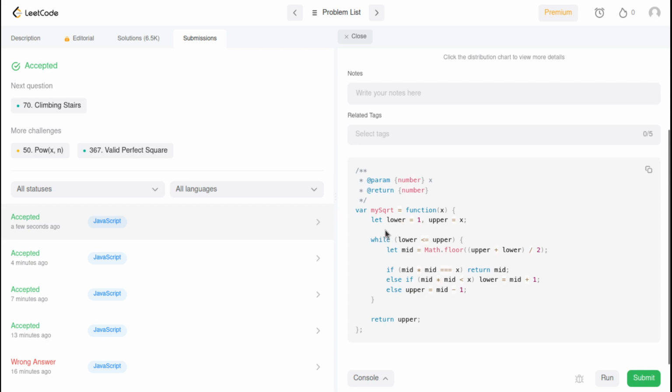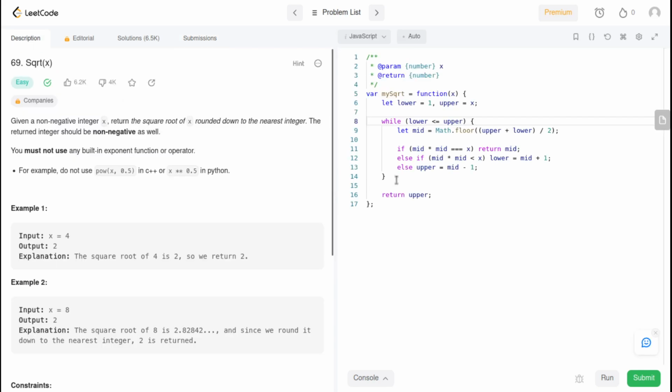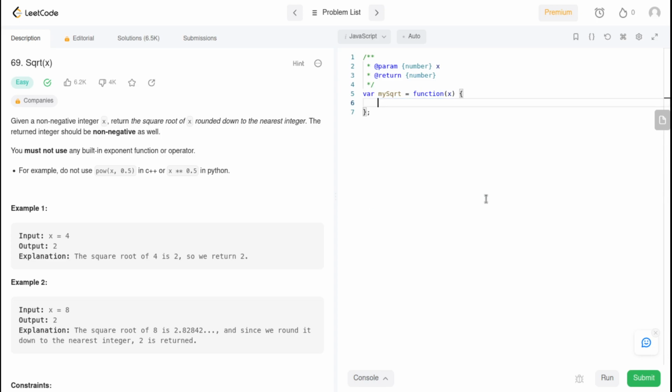There's actually one more approach that you can do, and it's called the Newton method. So instead of having a guess, so basically having a lower and upper, you can just have a guess again. You can just say, okay, let guess equal x. So we're going to start with the guess at x, and we're going to say while the guess times guess is greater than x, because if we start the guess at x and we square it, it will always be greater than x.